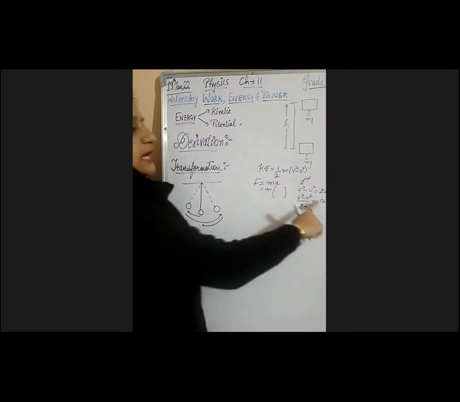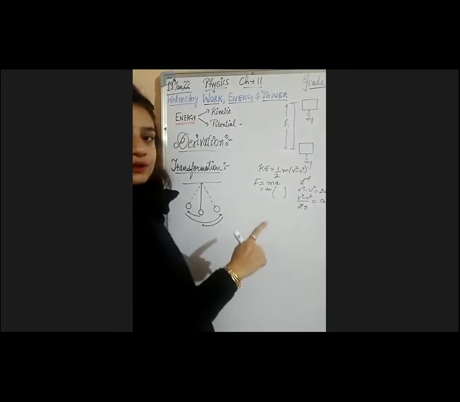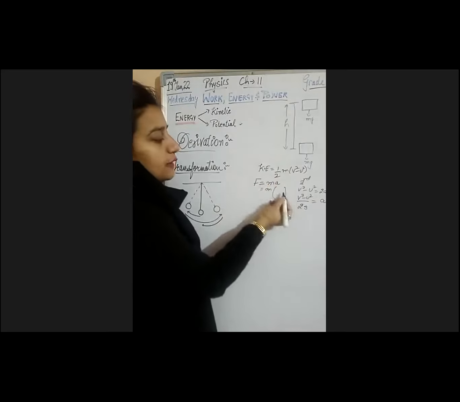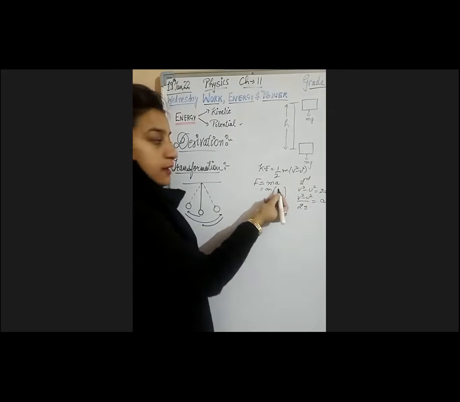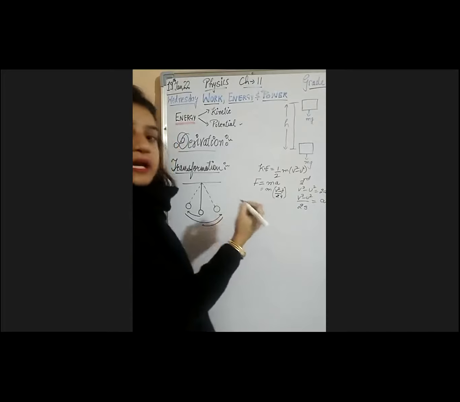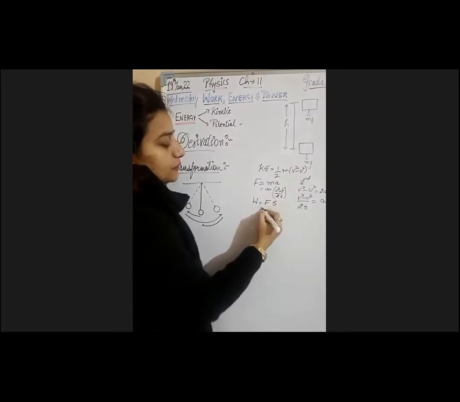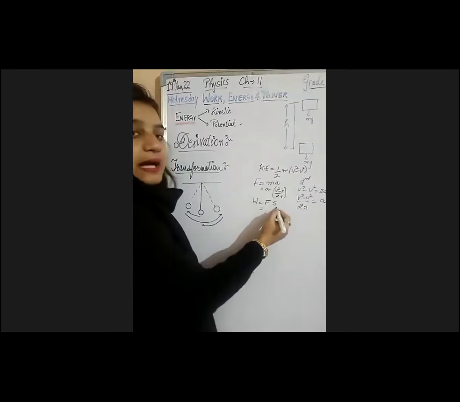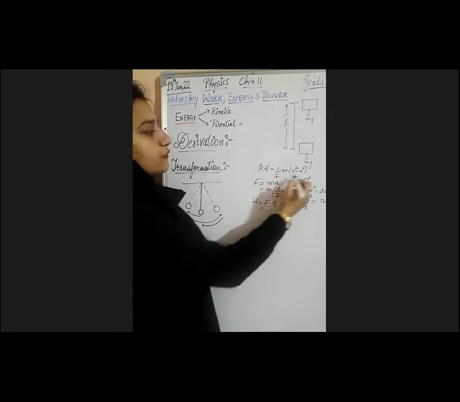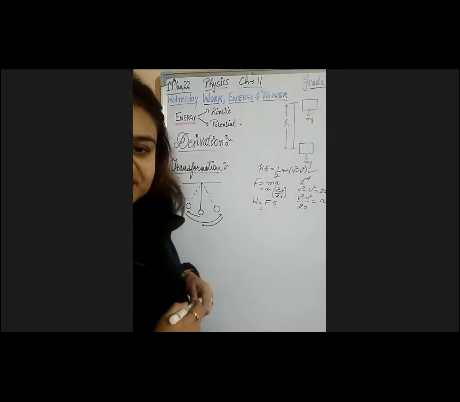So acceleration will be equal to v square minus u square divided by 2s. Now you can put the value of acceleration here, v square minus u square divided by 2s, and afterward work done is equal to force into displacement. Just put the value of force and displacement will be cancelled out and you will get this answer.